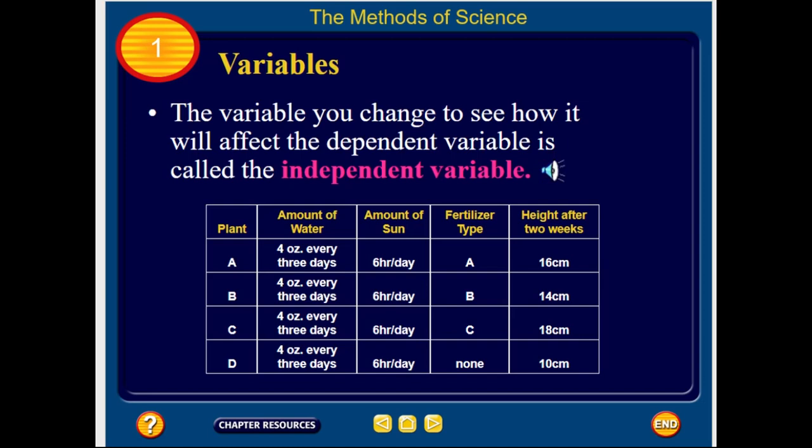The variable you change to see how it will affect the dependent variable is called the independent variable. Fertilizer type is the independent variable. You choose the levels for your independent variable. You decide which fertilizer types you are going to use in your experiment. You get to make that choice. You have control over the independent variable.